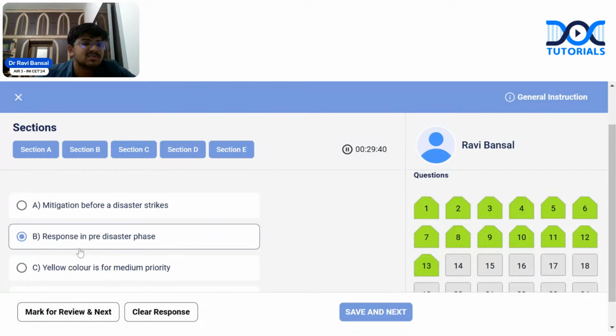So obviously response, this is a common sense question. You cannot do the response phase in the pre-disaster phase. In pre-disaster you can only do preparedness and mitigation.